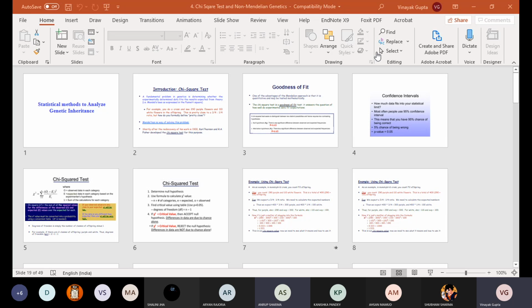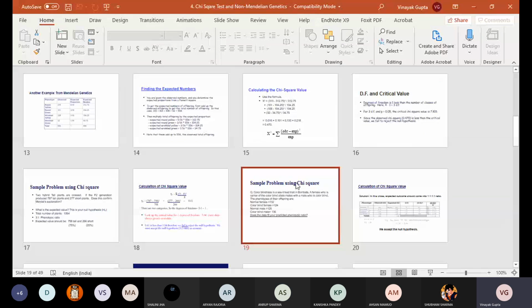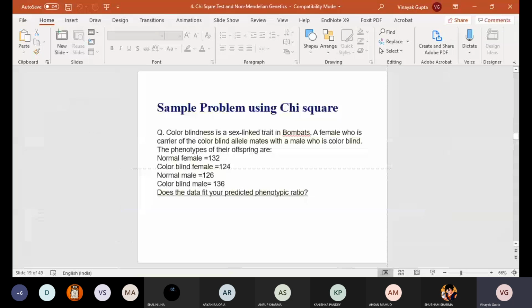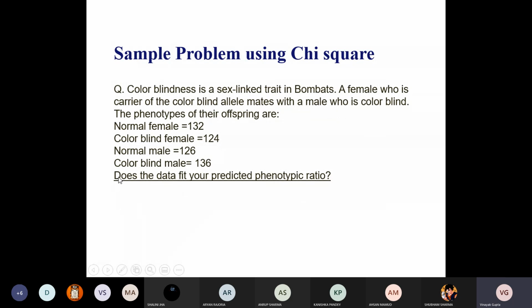Sir, can you explain the previous question once again? The last one, the colorblind one, right? Yes, sir. Yes, why not. So here, to calculate the expected value, we need a ratio. How do we get that ratio? The answer is the Punnett square. So let's see how to make the Punnett square here.